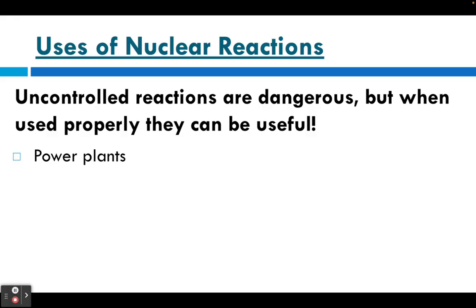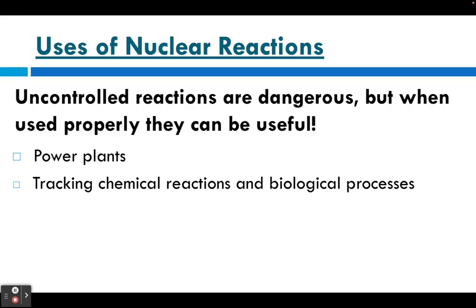So, for example, power plants. You control the reaction in a power plant, which produces lots and lots of energy, and we get lots of electricity. Nuclear power plants are the most efficient way to get electricity. It's the cheapest way to get electricity if we can build more of them. But there are so many regulations these days that it's hard to do. But we should definitely think more about nuclear power.